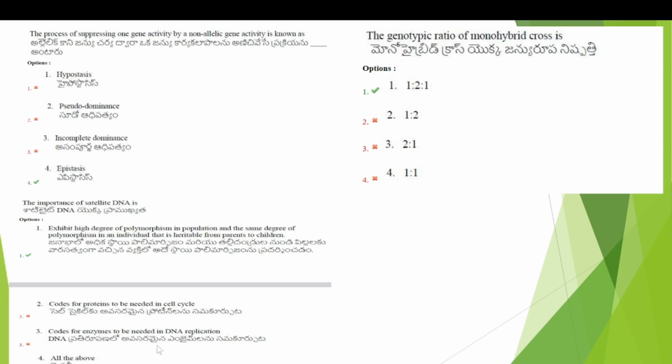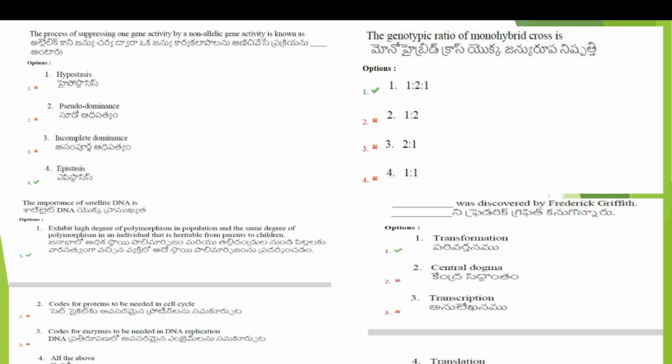The fourth option is all of the above. So the first option is correct. It has high polymorphism and is heritable from parents to progeny, so it has a high degree of variation. That is why satellite DNA is used in DNA fingerprinting.